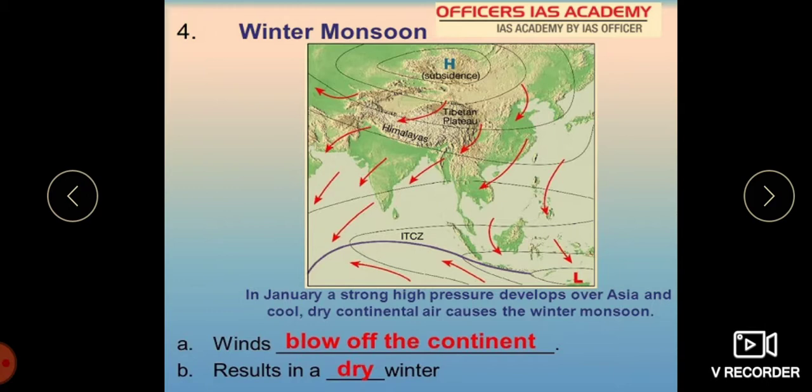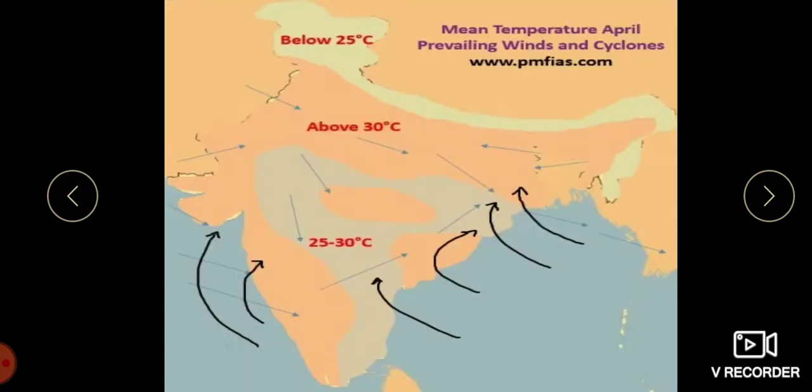And during this period we are also having heavy rainfalls in the mountain areas, and the annual rainfall during the winter season is 2%. Now we will move on to the next, that is the summer season.